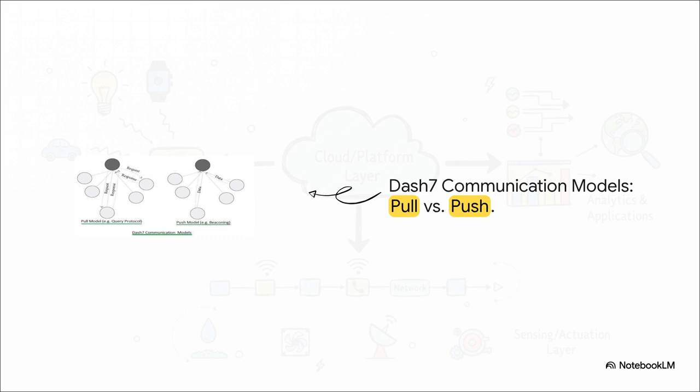This is where a central node essentially asks the sensors, hey, what's your current status? And then they reply. But on the flip side, we have a push model, or beaconing. Here, the sensors autonomously wake up, broadcast their data without even being asked, and then go right back to sleep. As you can imagine, this push model is absolutely fantastic for saving energy in battery-operated devices.